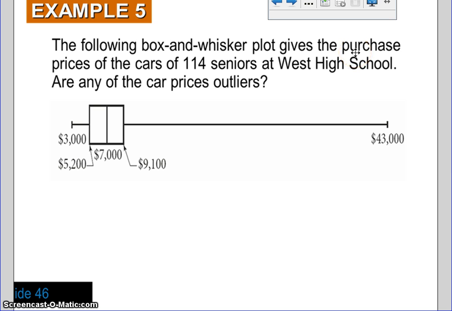All right, example 5, it says the following box and whisker plot gives you the purchase price of 114 cars that seniors have at West Point High School. Are any of these outliers? So we've got to first identify our quartiles. So step 1 is identify the quartiles.